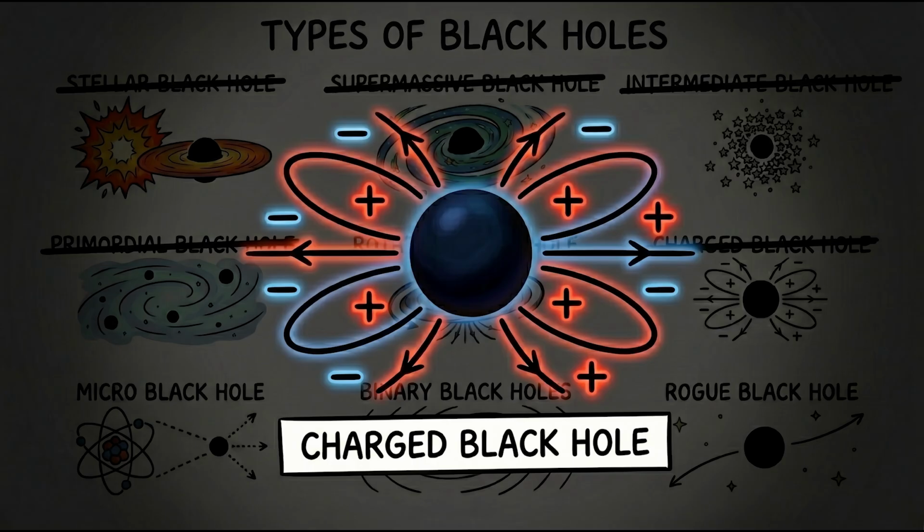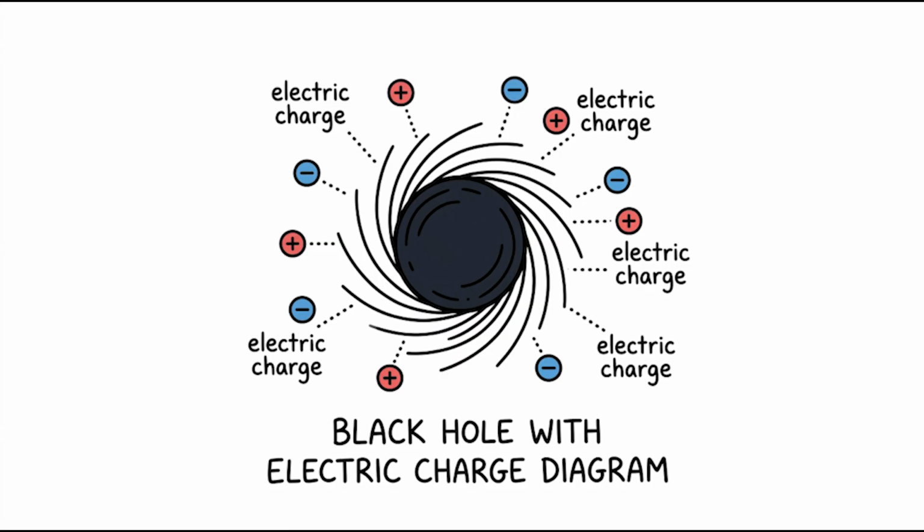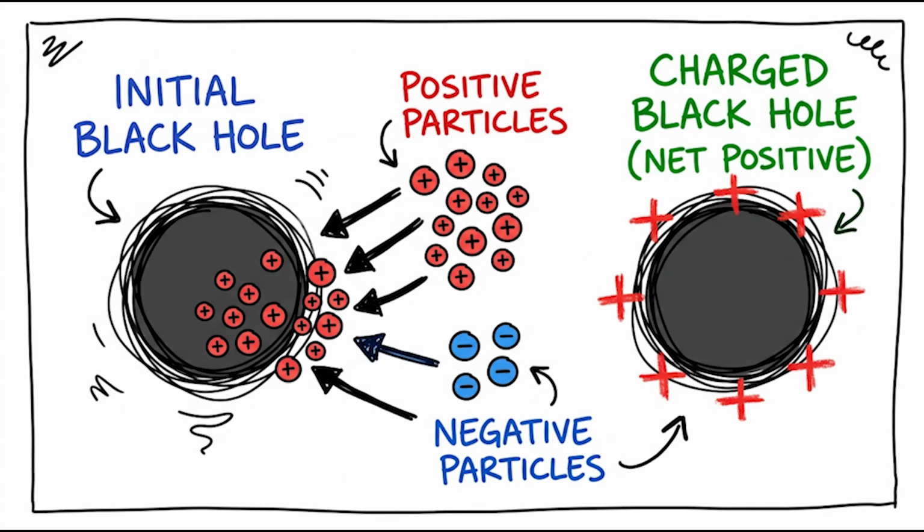Alright, now we get into something a bit more theoretical. Charged black holes. Yes, apparently black holes can have electric charge too. A charged black hole simply means it has an imbalance of electric charge, either more positive or more negative particles. In theory, this could happen if a black hole absorbs more particles of one type of charge than the other, so it ends up with a net charge.